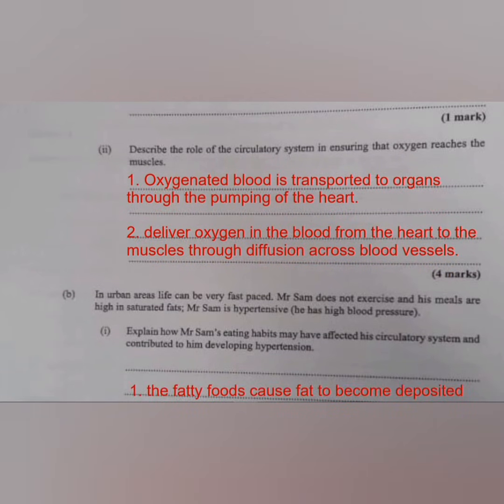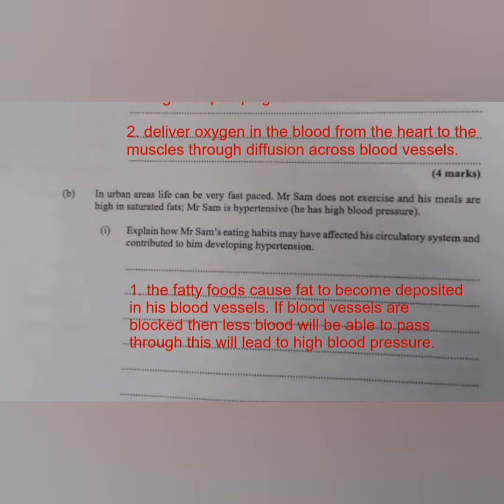Next question. In urban areas, life can be very fast-paced. Mr. Sam does not exercise and his meals are high in saturated fats. Mr. Sam is hypertensive. He has high blood pressure. Explain how Mr. Sam's eating habits may have affected his circulatory system and contributed to him developing hypertension. 1. The fatty foods cause fat to become deposited in his blood vessels. If the blood vessels are blocked, then less blood will be able to pass through at a time, and this will lead to high blood pressure.